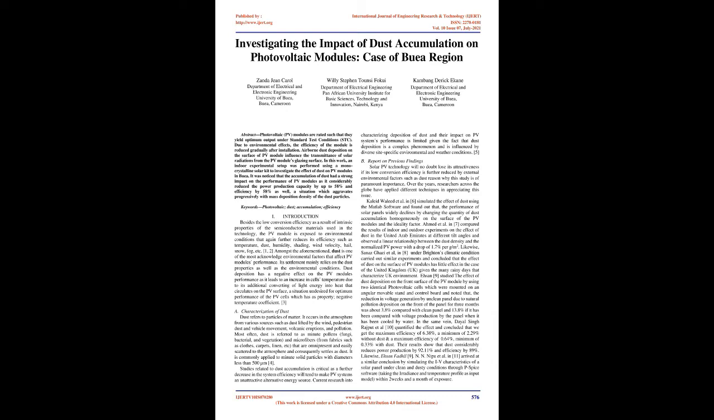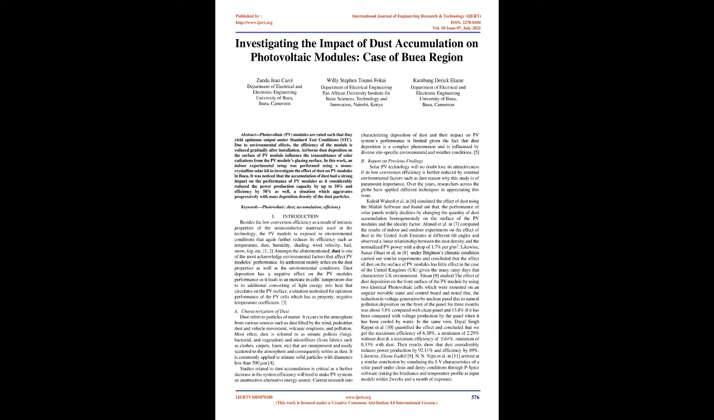Airborne dust deposition on the surface of a PV module influences the transmittance of solar radiation through the PV module's glazing surface. In this work, an indoor experimental setup was performed using a monocrystalline solar kit to investigate the effect of dust on PV modules in Buea.